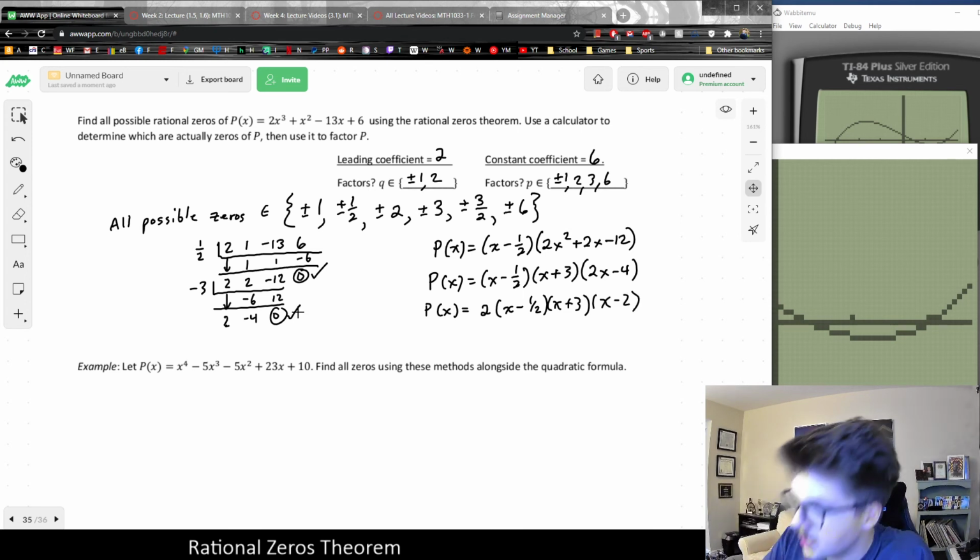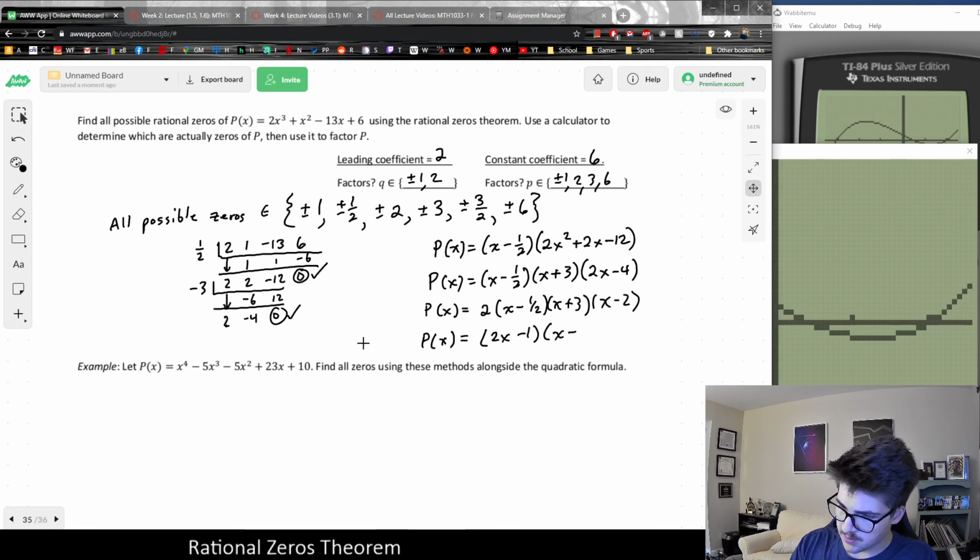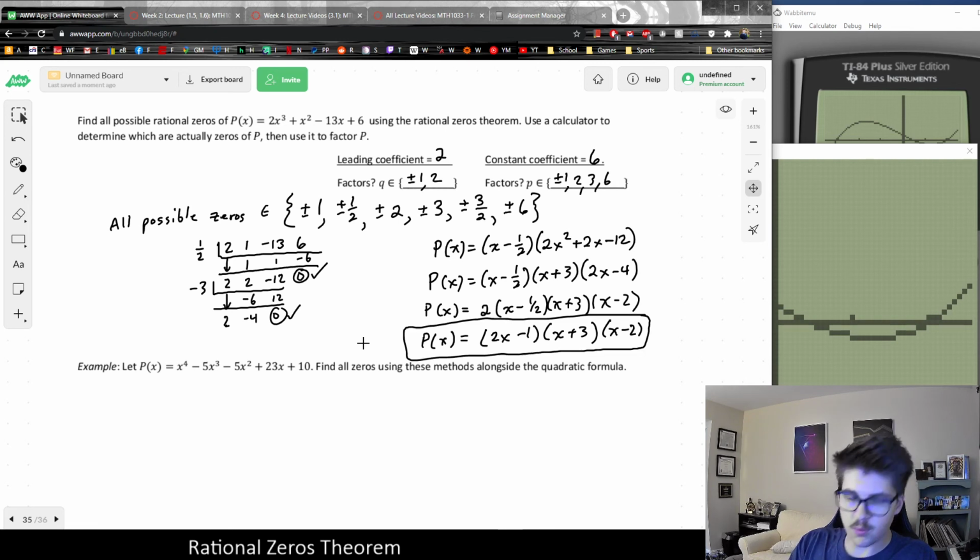because clearly 2x minus 4 had a factor of 2. I could have also pulled it out here, and it would have gotten me to the same point. And then we can redistribute 2 into the factor which has a fraction in it. So if I then applied the distributive property, that would give me 2x minus 1, x plus 3, and x minus 2. And this is the most prototypical way of writing the complete factorization of the polynomial.